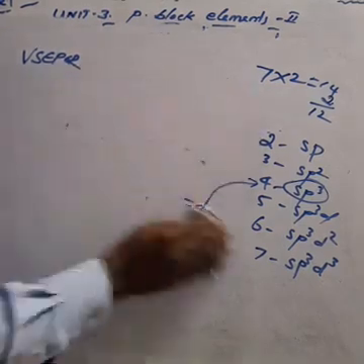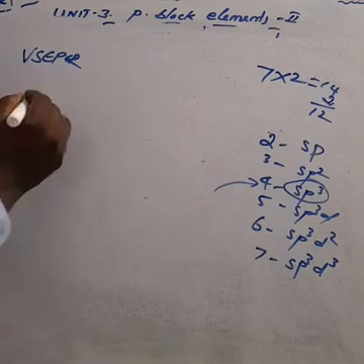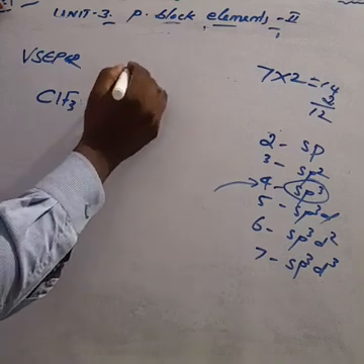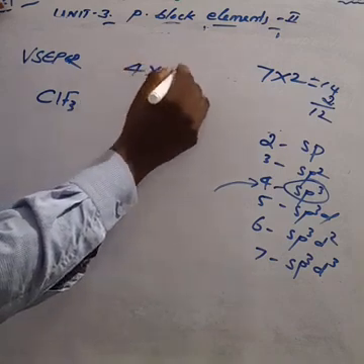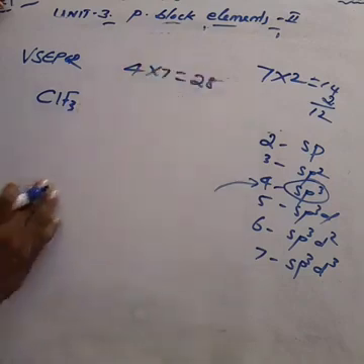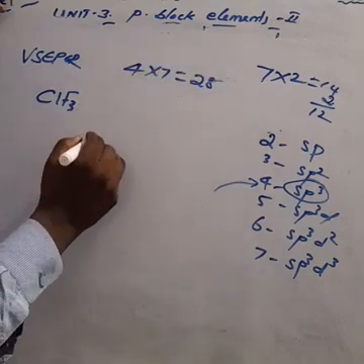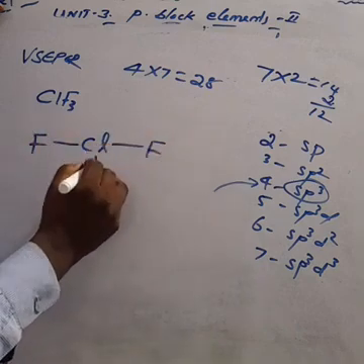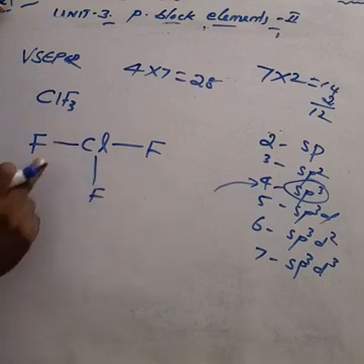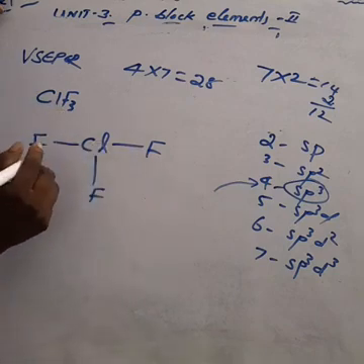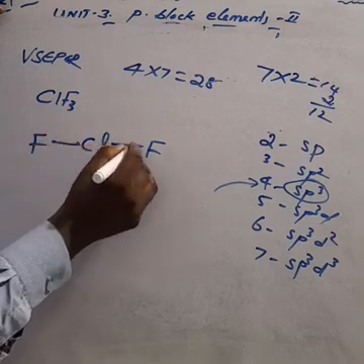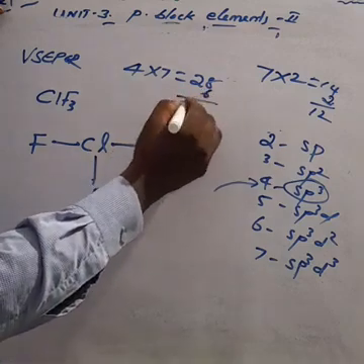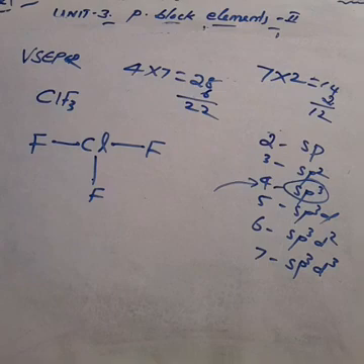Next is the AX3 type. I am taking ClF3 here. So here we have 4 halogen atoms, and one halogen atom has 7 electrons. 7 threes are... 7 fours are 28. Am I right? 28. I am writing chlorine, fluorine, because here we have 3 fluorine atoms. 1 bond needs 2 electrons, 2 bonds need 4 electrons, 3 bonds need 6 electrons. Out of 28, minus 6, what's remaining? 22. I am accommodating the 22.